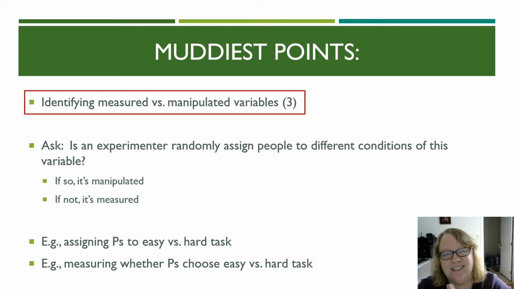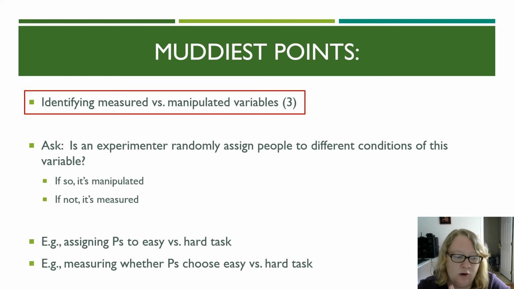So you can see the activity key for all of the answers to that activity, but a couple examples to pull out from that. One of the questions was having people complete either an easy or a hard task. This P is, by the way, shorthand for participants, in case you're wondering what that is. So assigning participants to an easy versus hard task, that's something that you can do. An experimenter can randomly assign people to get either an easy task or a hard task. That makes it a manipulated variable.